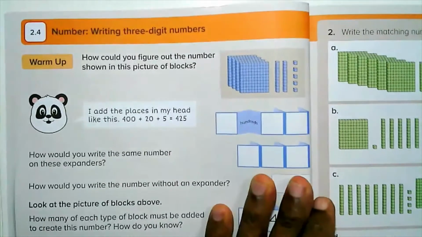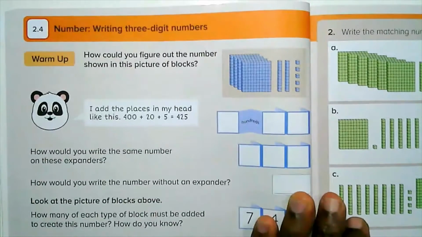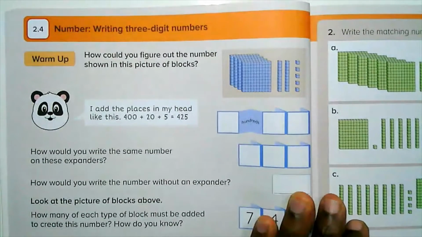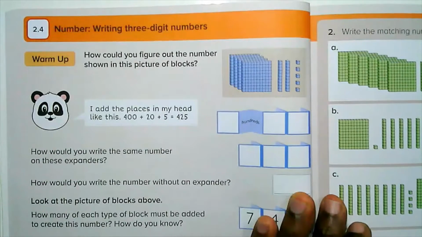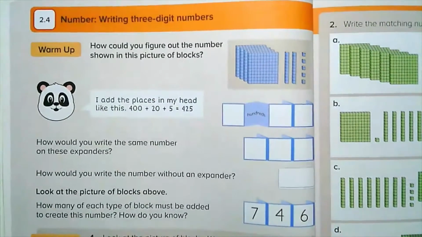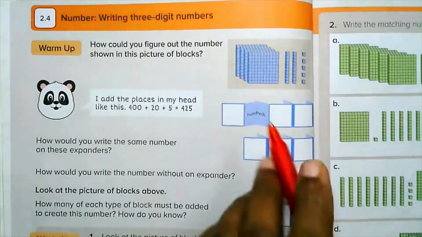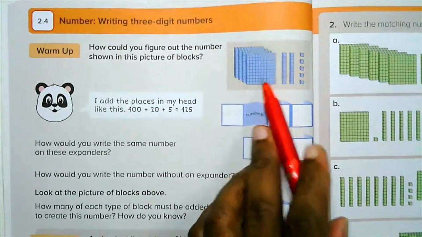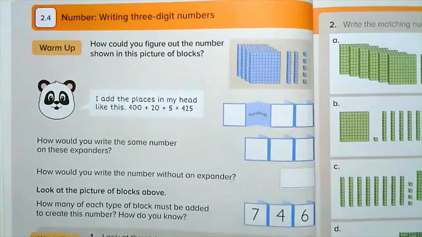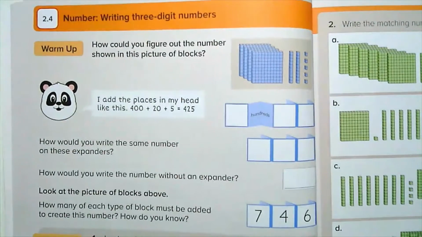Lesson 2.4, writing 3-digit numbers. How could you figure out the number shown in this picture of blocks? So we have 400s, 2 tens, and 5 ones. So how do we figure it out?